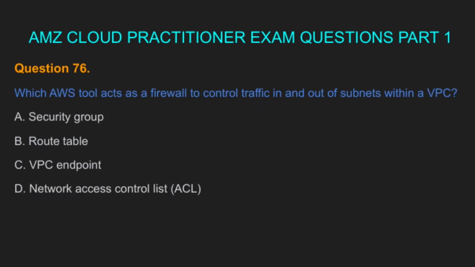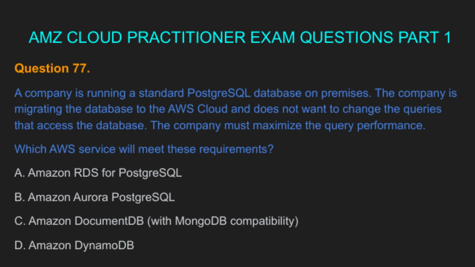Question 76. Which AWS tool acts as a firewall to control traffic in and out of subnets within a VPC? A. Security Group. B. Route Table. C. VPC Endpoint. D. Network Access Control List, ACL. The answer is D. A Network Access Control List, ACL, allows or denies specific inbound or outbound traffic at the subnet level. Question 77.